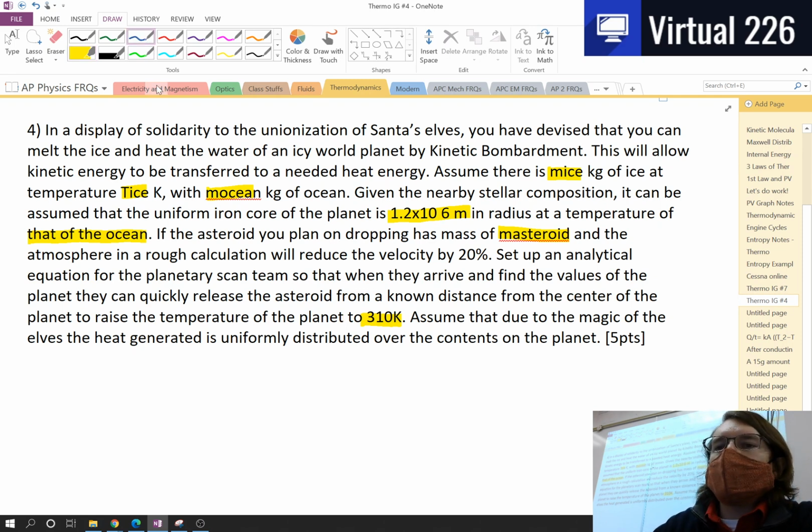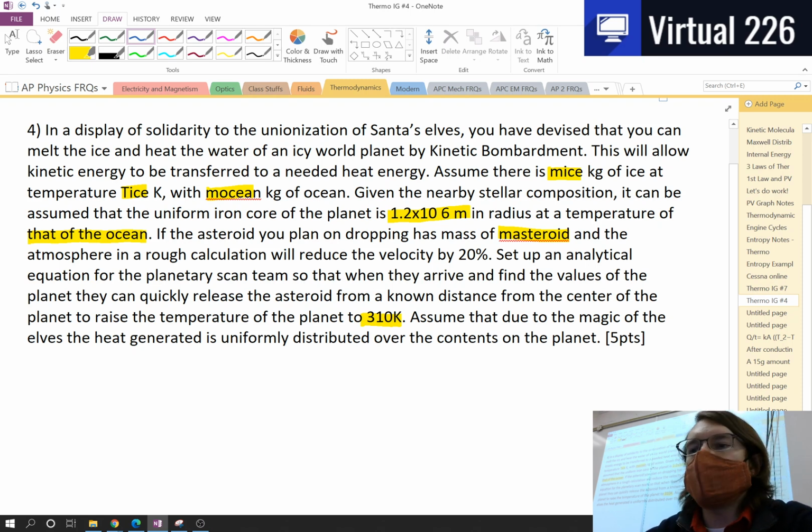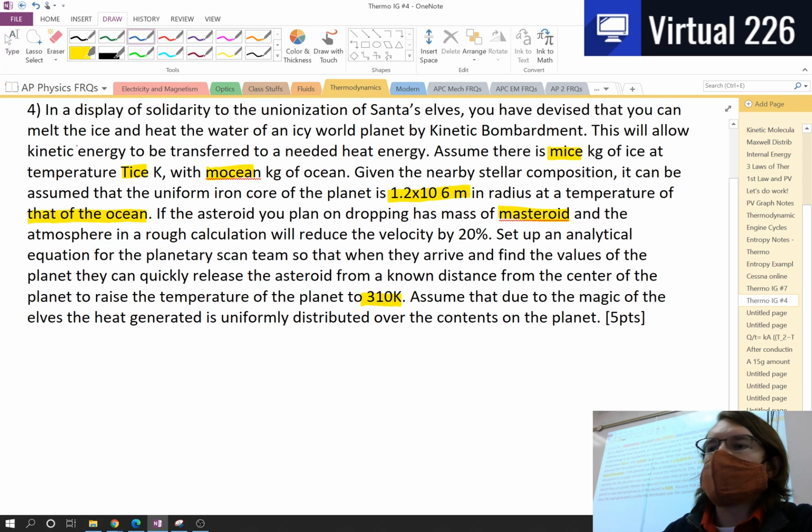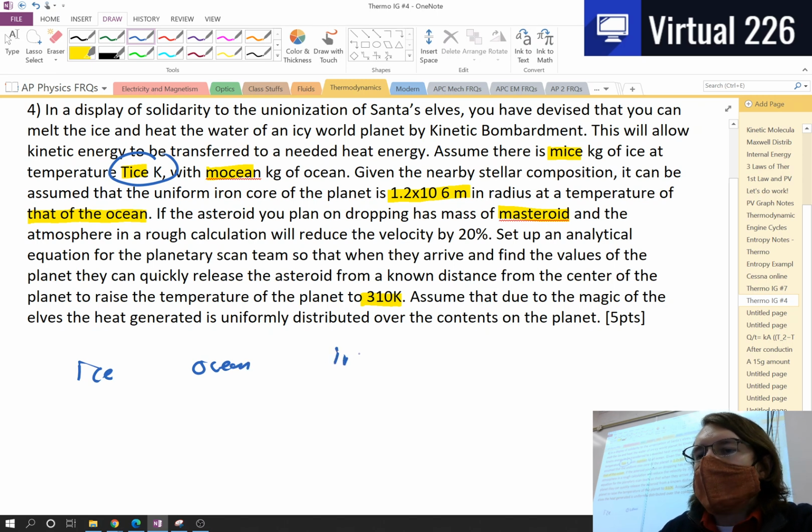In this problem, this is really just a long calorimetry problem, with a few things going on that we can recognize. First, there is some ice here, okay? We have ice, we have an ocean of water, and we have an iron core. These are the main three things that we have, and they're going to be heated up due to the asteroid.